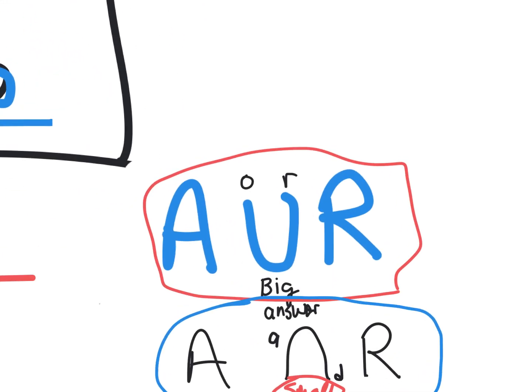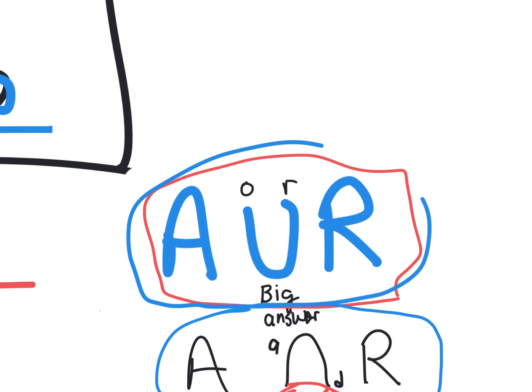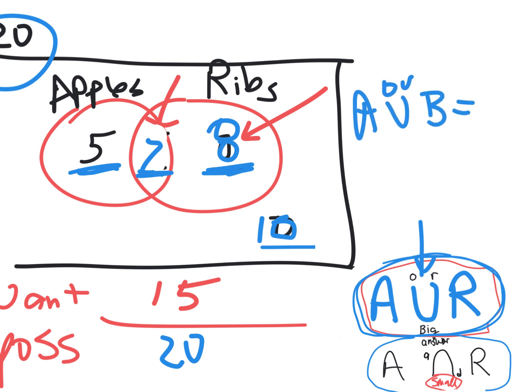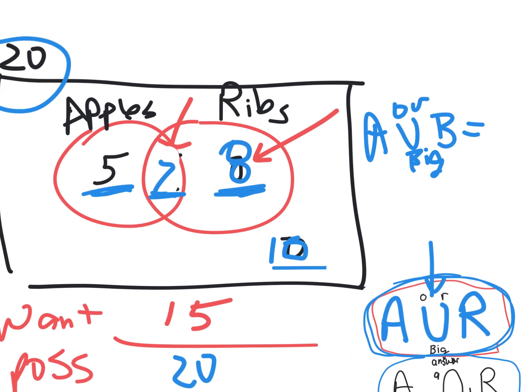All right, union, on the other hand, is a big answer. A union R is all of these. Remember how I said the unions are big answers? So if I said, what's A union B, you go, oh, it's the or, and it's the big answer. And if the big answer is, you include all of them. 5, 7, and 8. So that's a total of 20 out of 30.